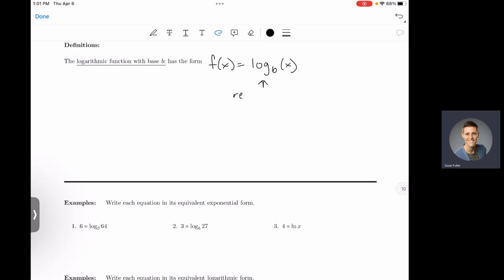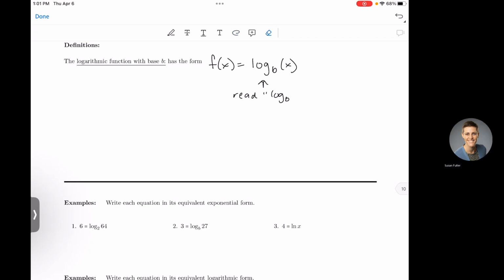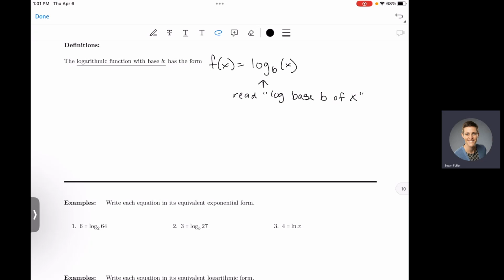Again, this is read log base b of x. That's how we would read that. And the big thing that we need here for today is that a logarithm is the inverse of an exponential. That's really what we're going to be using today.